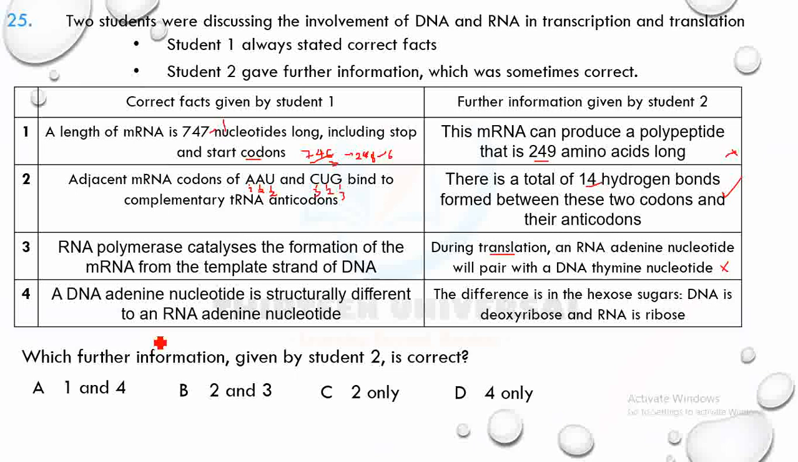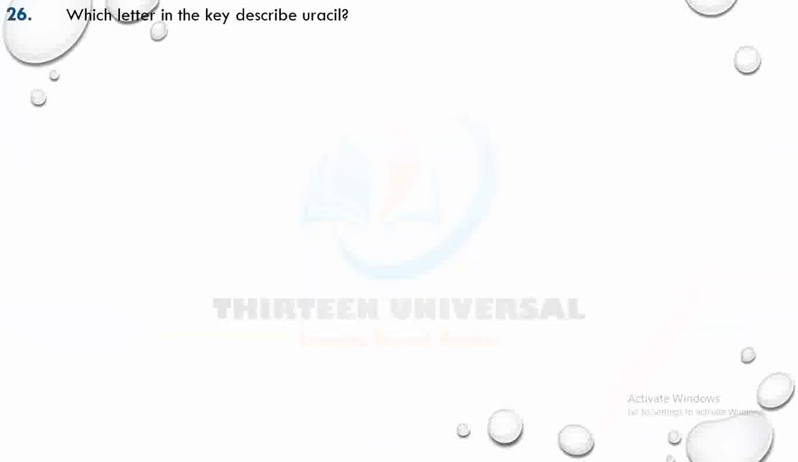Now 4 says a DNA adenine nucleotide is structurally different to an RNA adenine nucleotide. The difference is in the sugar. They don't have hexose sugar, they have pentose sugars. This is wrong. So it's only 2 that's correct. The answer is C, which is 2 only. All right, let's go to the next question.